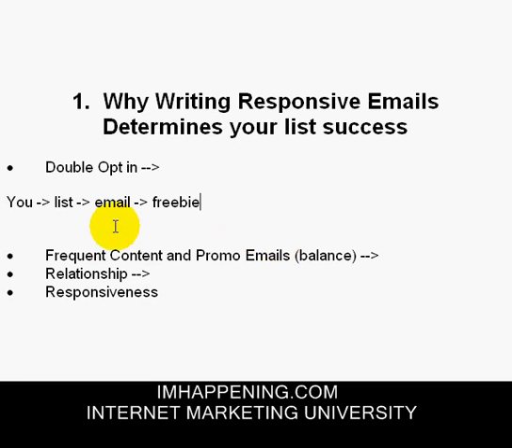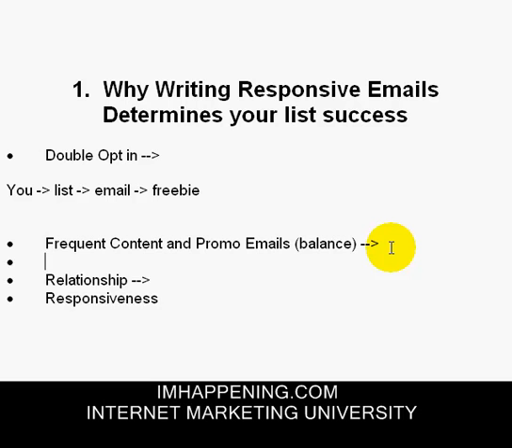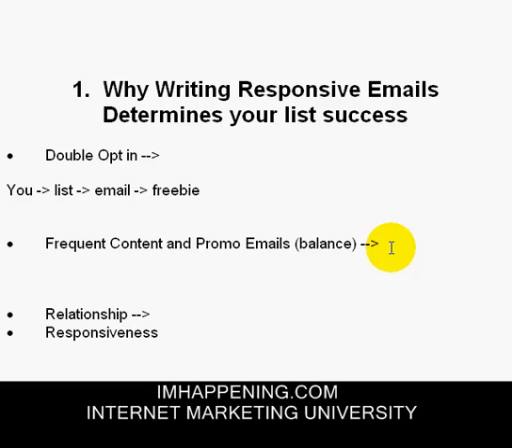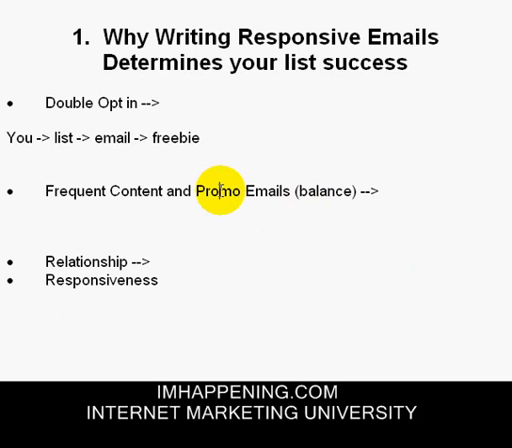Now, that's just the beginning. Once you do that, whether you choose double opt-in or single opt-in, which I recommend double opt-in, whatever you do after that, you need to email them with frequent content and promotional emails. So you got a balance here. You got content, then you got promotional emails. So you educate them, and then you promote. Educate them, promote. You don't want to do just content. Otherwise, your list will think, oh, this guy only gives content. You need to condition them.